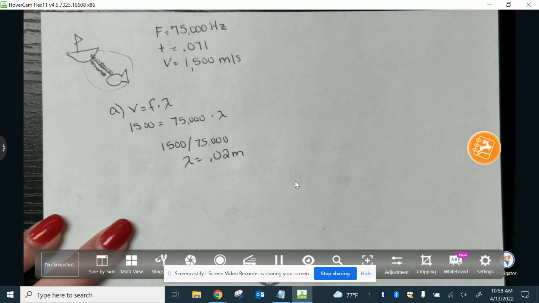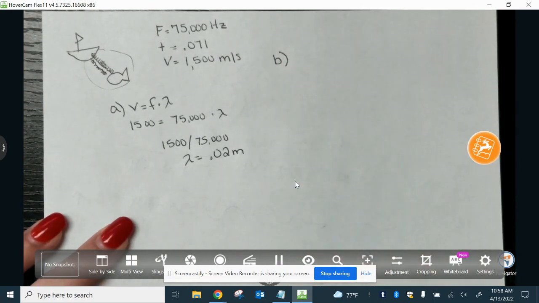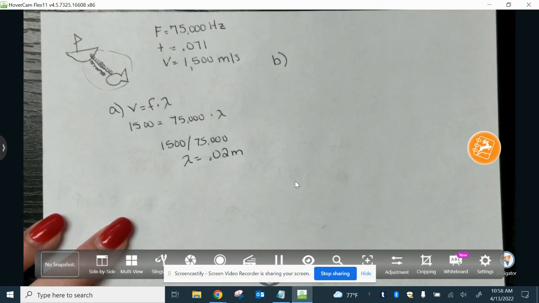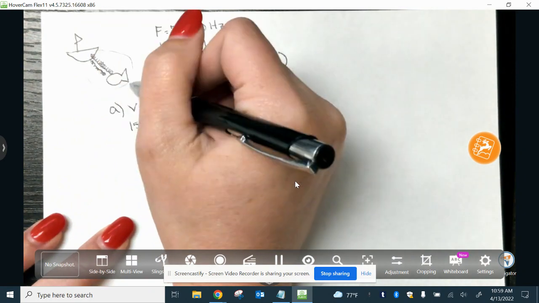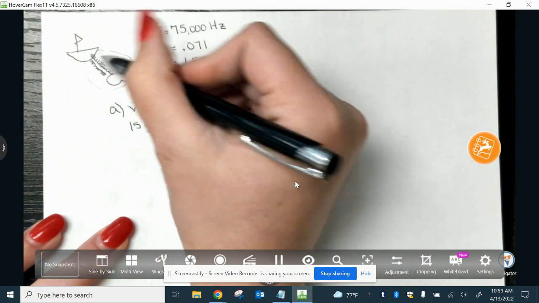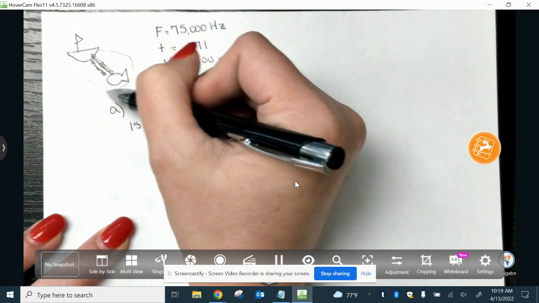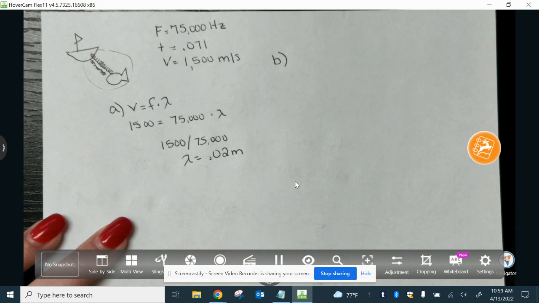No. Okay. B asks for the time it takes for the wave to get to the fish. This is a reflection of the wave. From here to here is a different time than the entire time. This is echolocation for a bat. This is Doppler. We use this quite a few times.